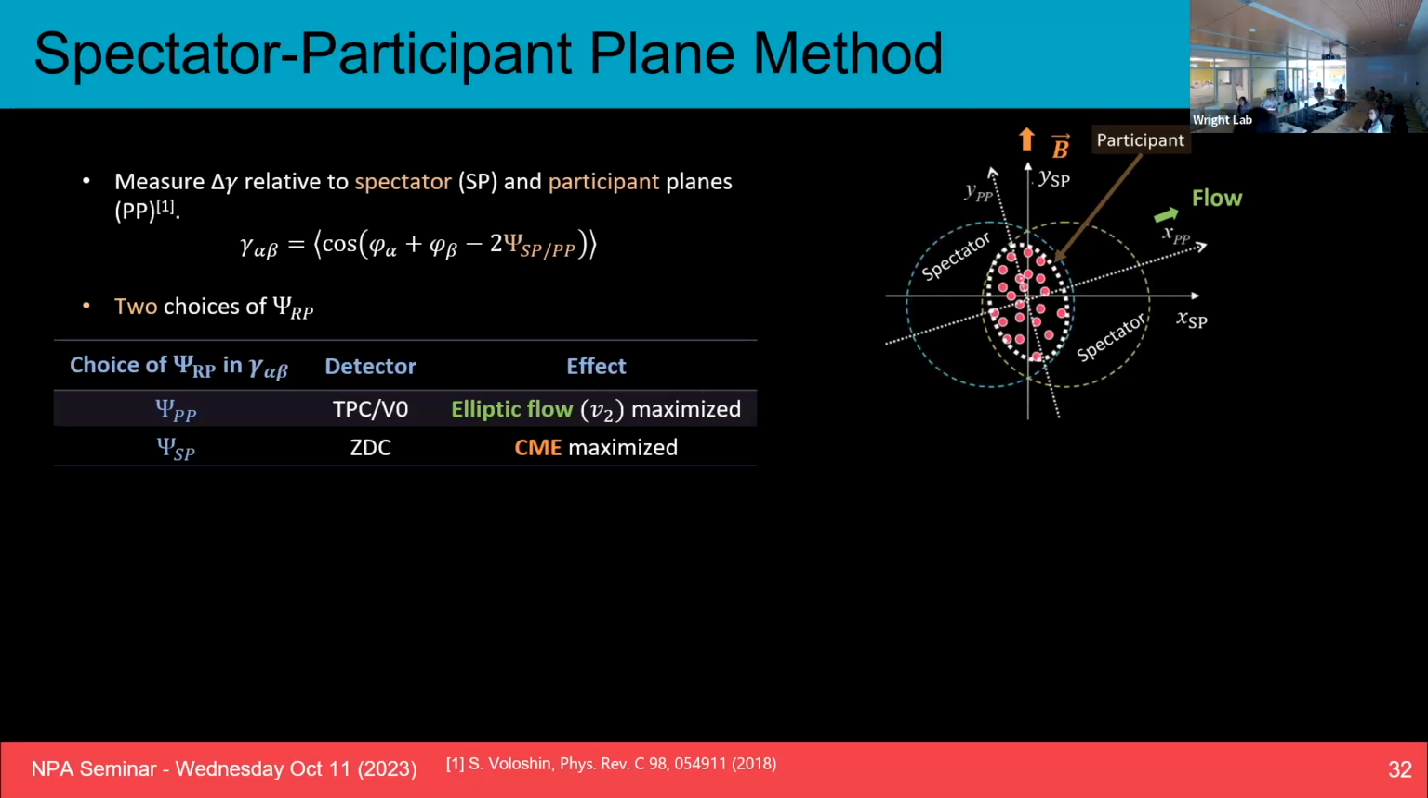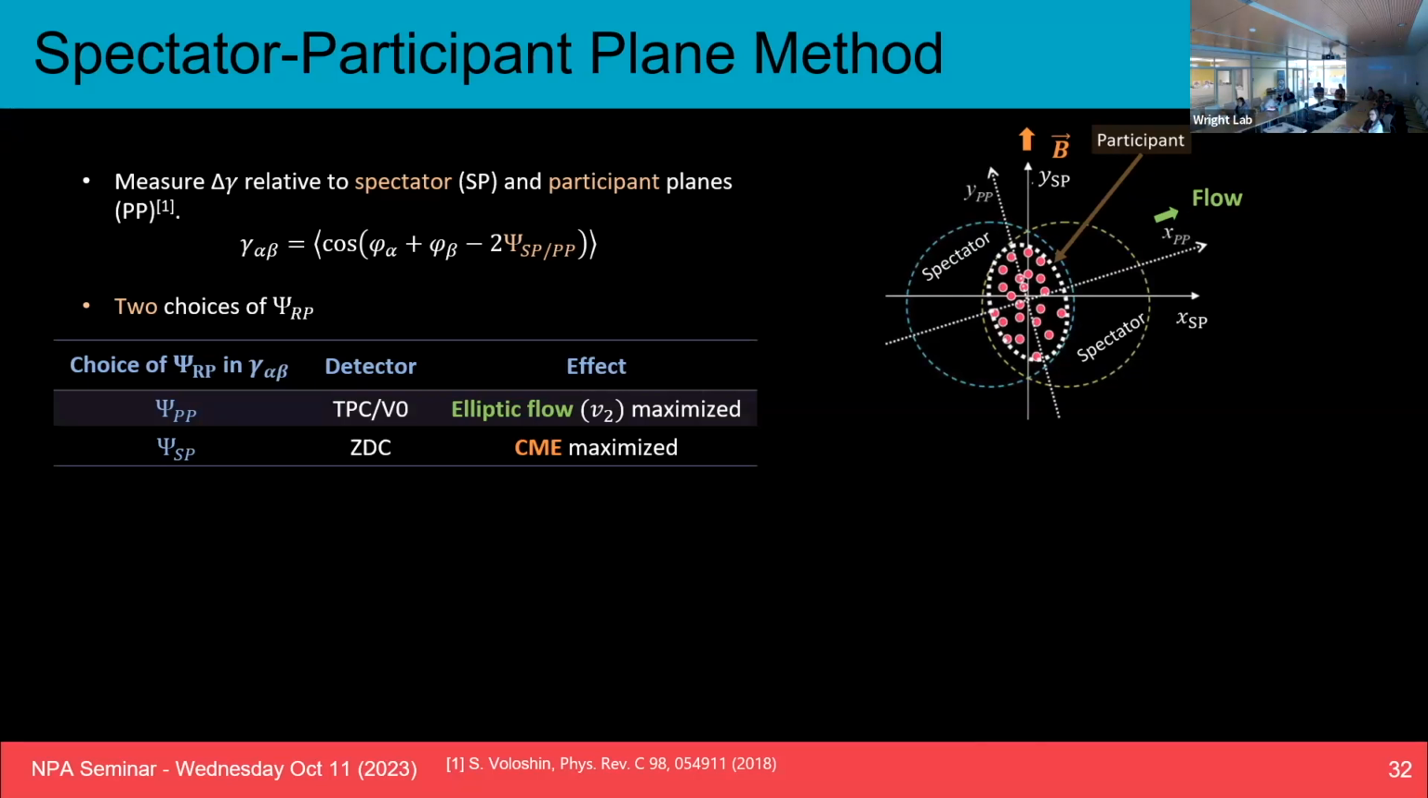If you look on the right, the participant plane is produced by the particles which participate in the collisions. They're like this part. And the spectator plane is produced by the spectators. They should be relatively similar, but the difference is that the spectators create the magnetic field directly. So this spectator plane should correlate directly to the CME signal because it's driven by this magnetic field. But the participant plane is the plane where the flow is maximized.